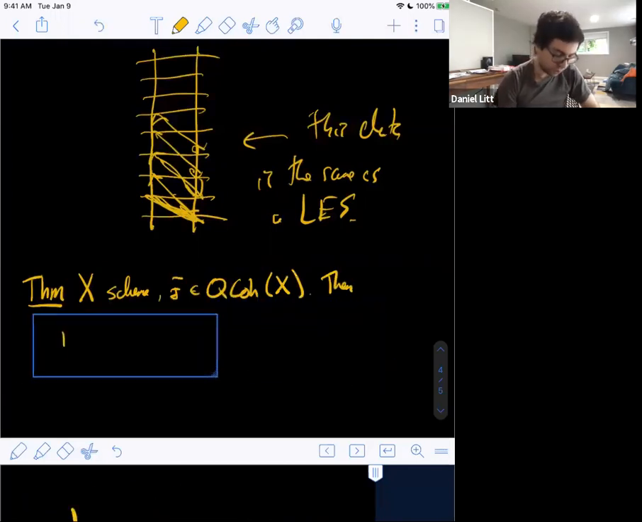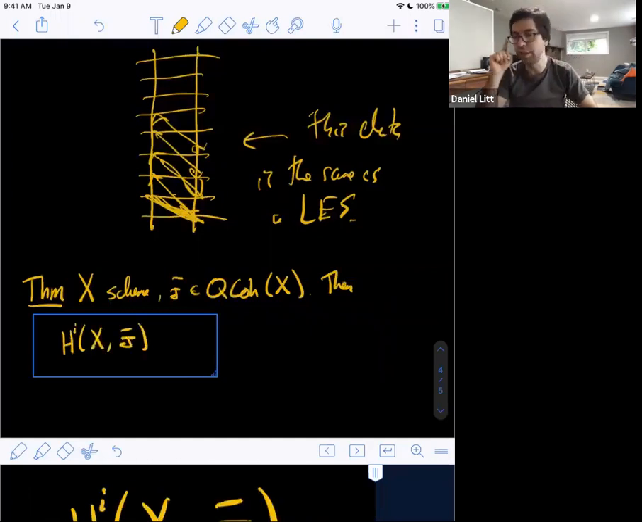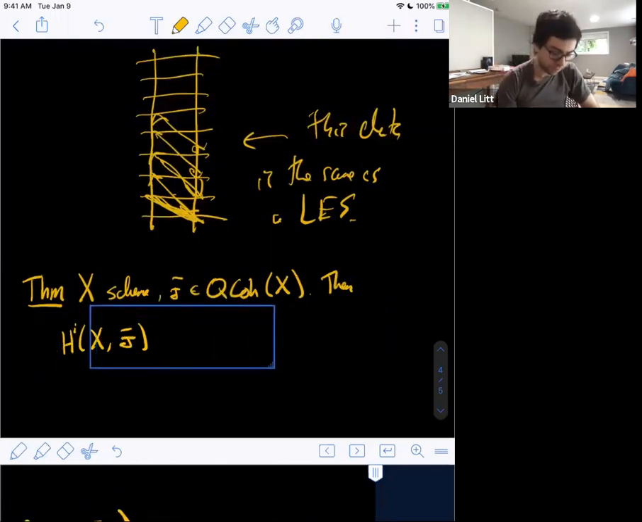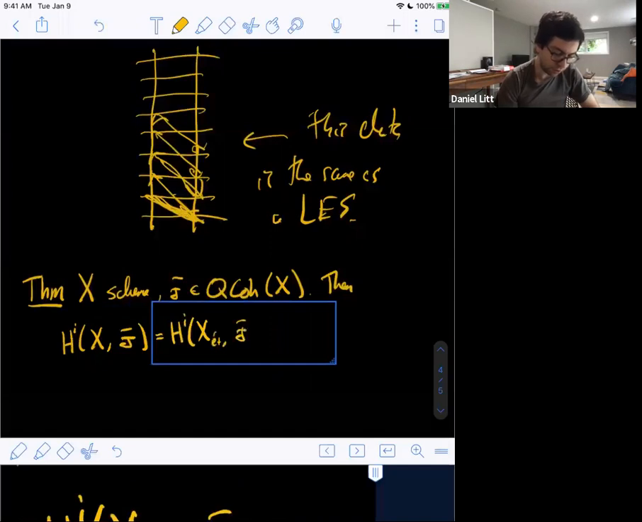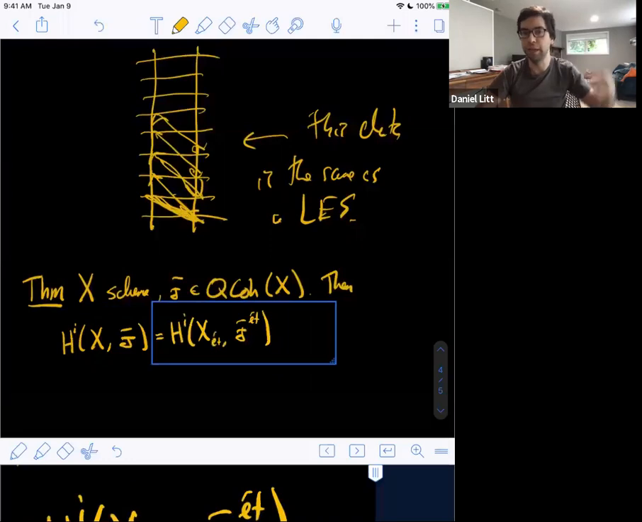here's two things you can do. You can take H^i of X with coefficients in F. So this is the usual Zariski cohomology of a quasi-coherent sheaf. The claim is that this is canonically isomorphic to the étale cohomology of the associated quasi-coherent sheaf on the étale site. So remember that was just obtained by, for any étale morphism to X, just pulling back F to that étale morphism.